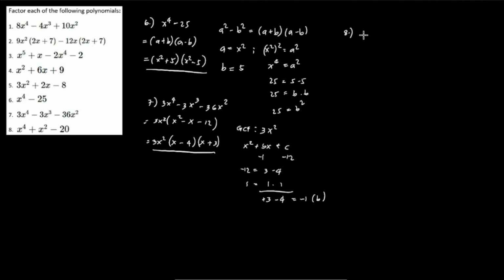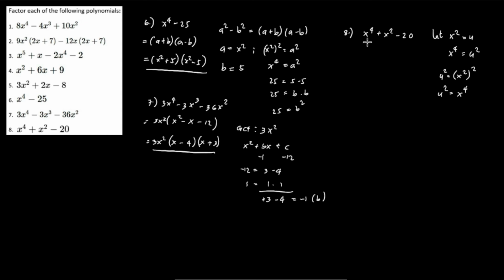The last number, number 8, x exponent 4 plus x squared minus 20. In this case, let x squared be another variable, u. And x exponent 4, if this is u or x squared, therefore x exponent 4 is u squared. Why? Because u is equal to x squared. When we square u and square x squared, therefore u squared is equal to x 2 times 2, or x exponent 4, which is equivalent to the first term.